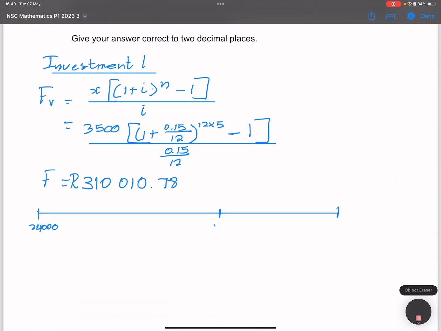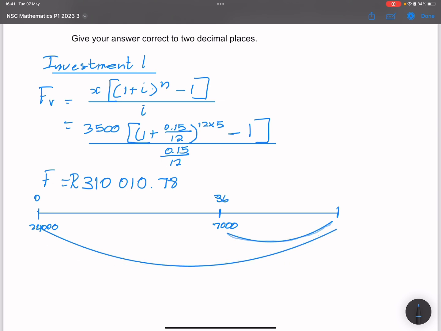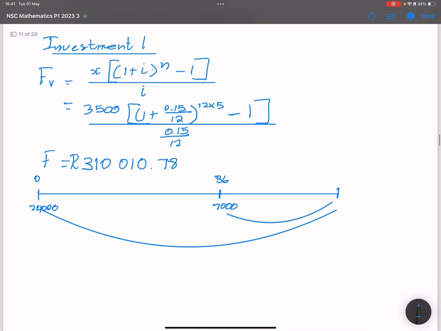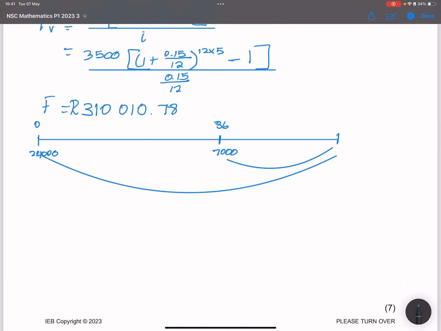So this is after the 36th month. So this is month 0, this is month 36. So we put in 7,000 over there. All right, and we want to notice how this will actually earn interest. So what I'm going to do is deal with the 24,000 separately, and deal with the 27,000 separately, right? So it means the accumulated amount will be the 24,000, right?